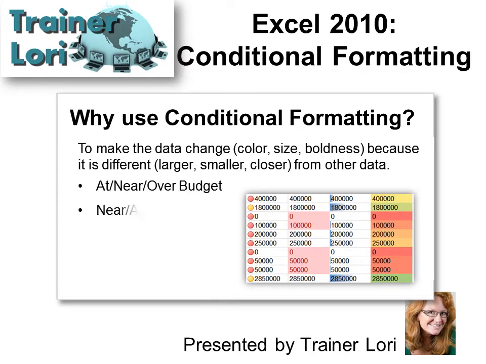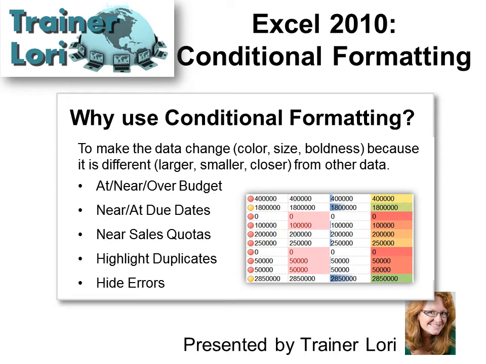Why use conditional formatting? Because it will automatically change the look of something based on a certain condition. For example, if it's at, near, or over budget, you can make it look different, or based on dates. And the nice thing is it's automatic. Once you tell it what the condition is, it will automatically look. If the number changes, it will change it so that you can instantly see something.